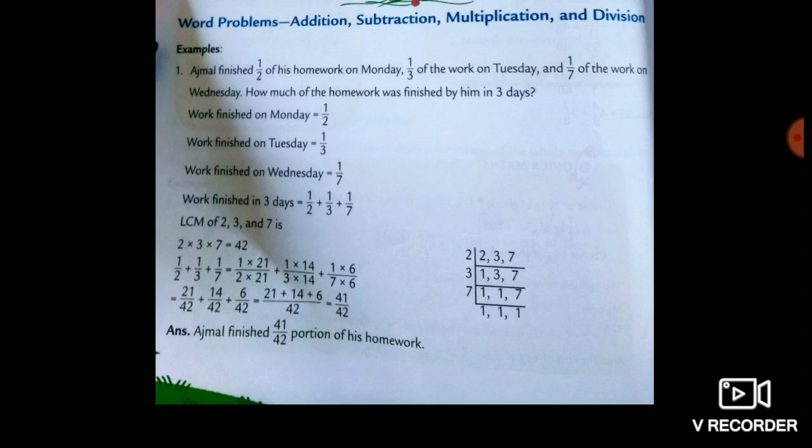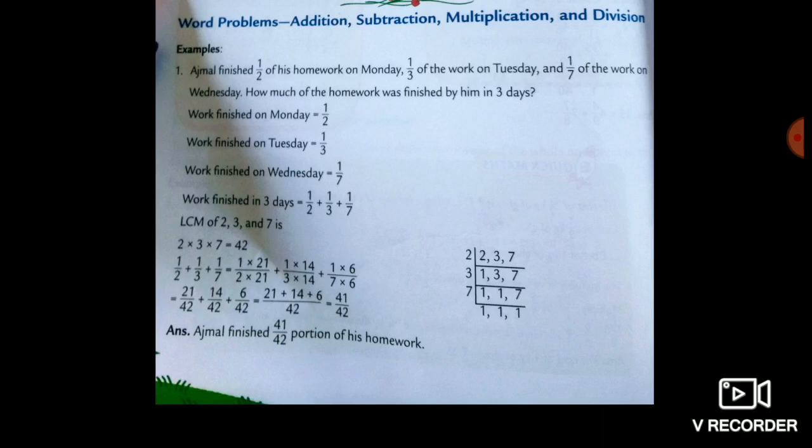First we change the denominator of 1 upon 2: 2 into 21, 1 into 21. If you multiply 21 in the denominator, we follow the same for the numerator. We multiply 21 with numerator 1. Next, plus 1 into 14 upon 3 into 14, plus 1 into 6 upon 7 into 6. And the new question is 21 upon 42 plus 14 upon 42 plus 6 upon 42. This is our new question.